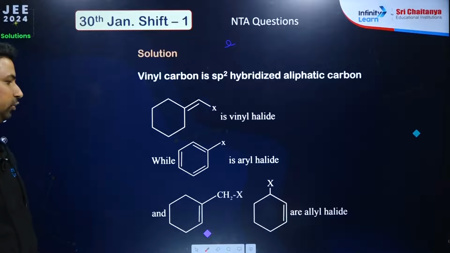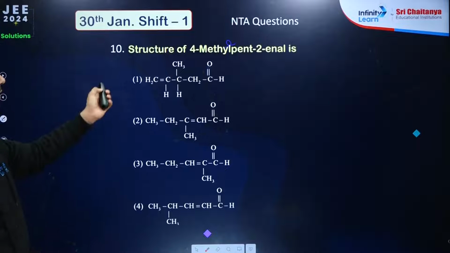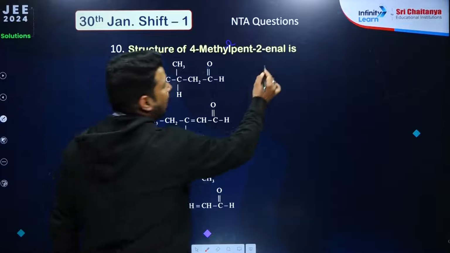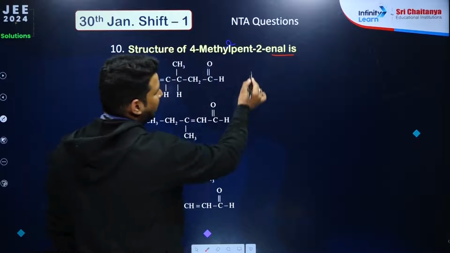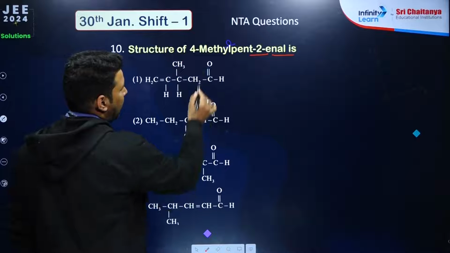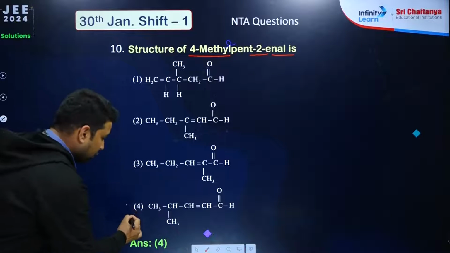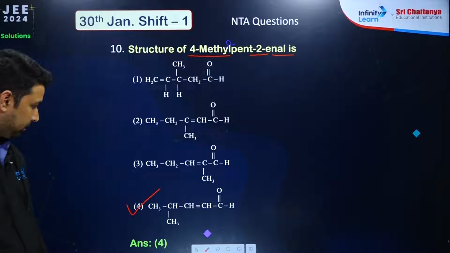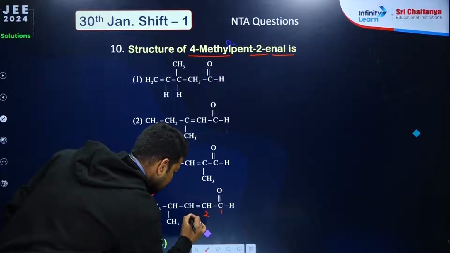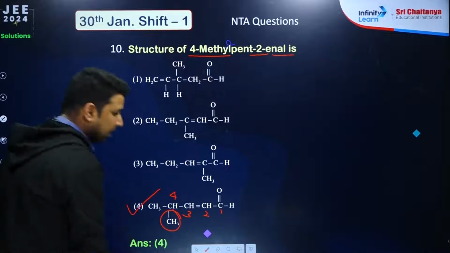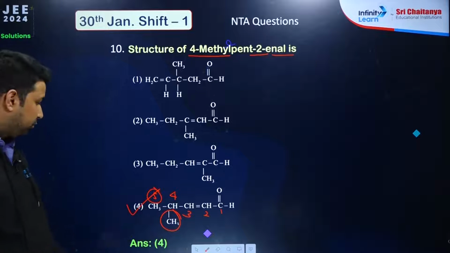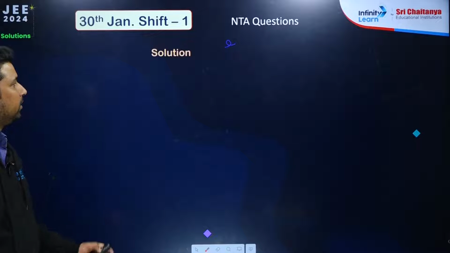This is the solution. Now, for the structure of 4-methyl pent-2-enal, the aldehyde group has to be present, and at the second position a double bond has to be present, and at the fourth position a methyl group is present. The fourth option supports all these things: 1, 2, 3, 4. It is 4-methyl pent-2-enal. So that's why your fourth option will be correct.